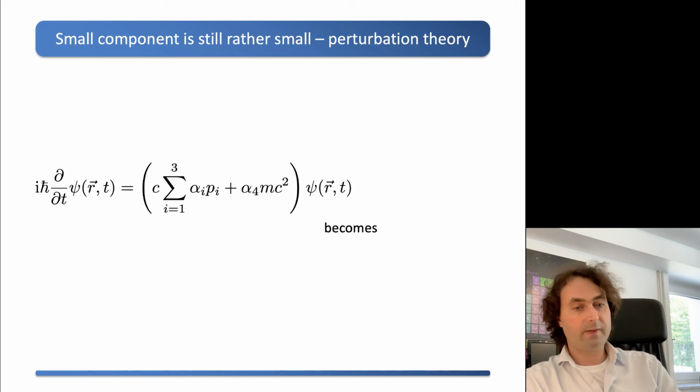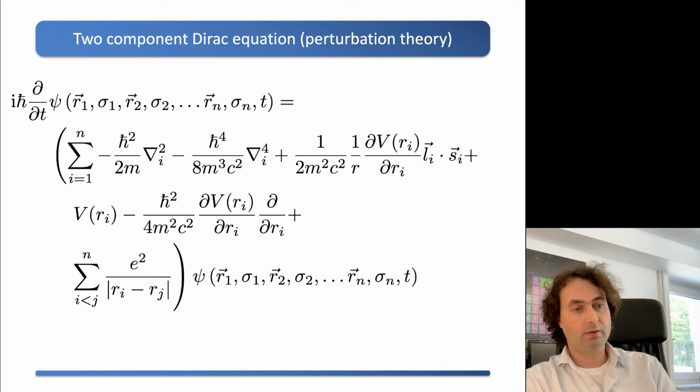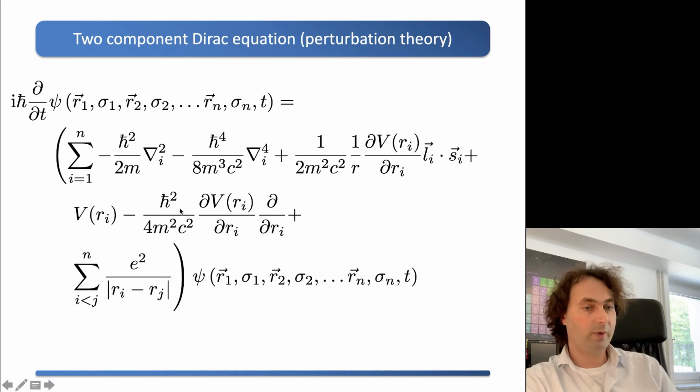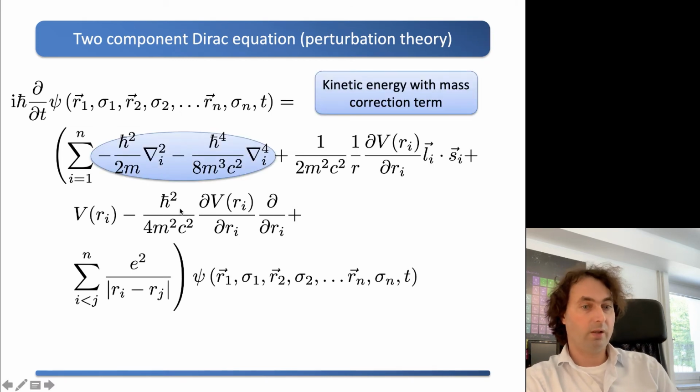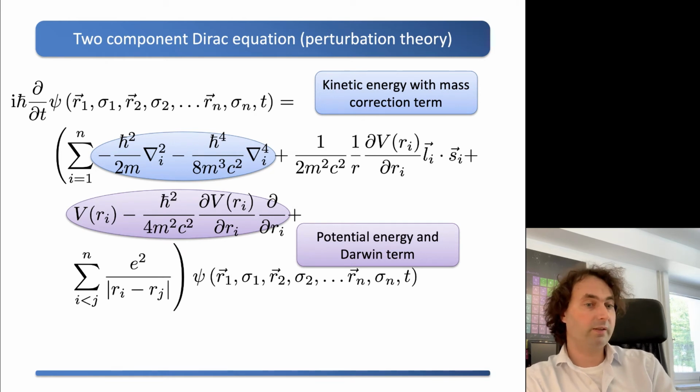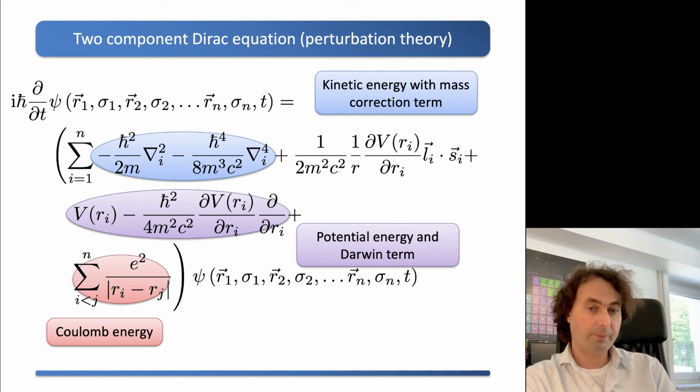Now, with that, our full Dirac equation can be simplified, and it becomes this nice equation where we have our kinetic energy plus a correction to the kinetic energy, the mass correction term. We have the potential energy and a correction to the potential energy term, the Darwin term. Both of them are important for quantitative effects. Qualitatively, they do not change the physics.